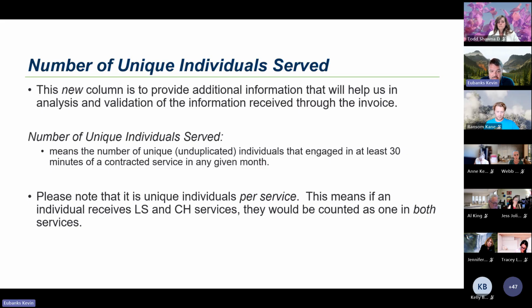Please note that it is unique individuals per service. That means if one individual receives life skills and child services, for instance, they would be counted as one in both services. So one individual, but you would put one in life skills and one in child services.